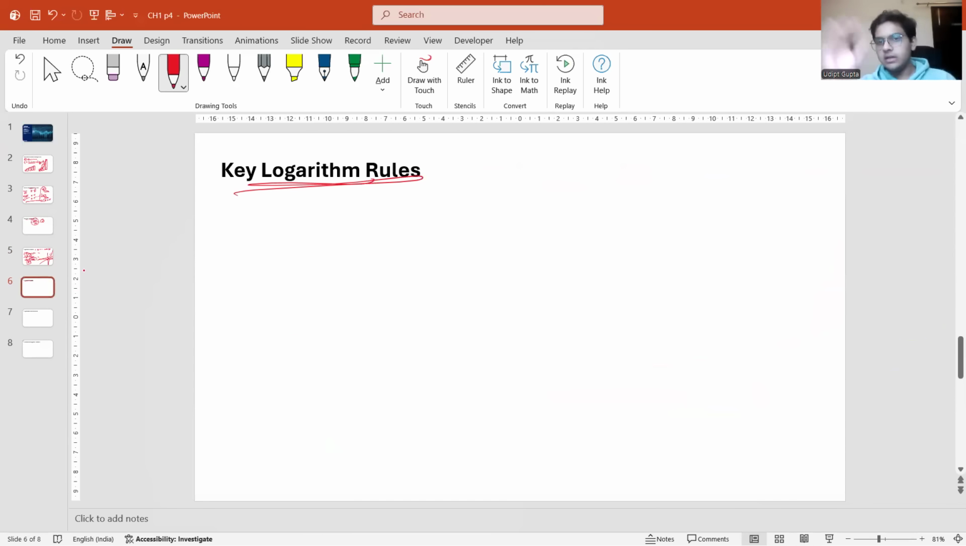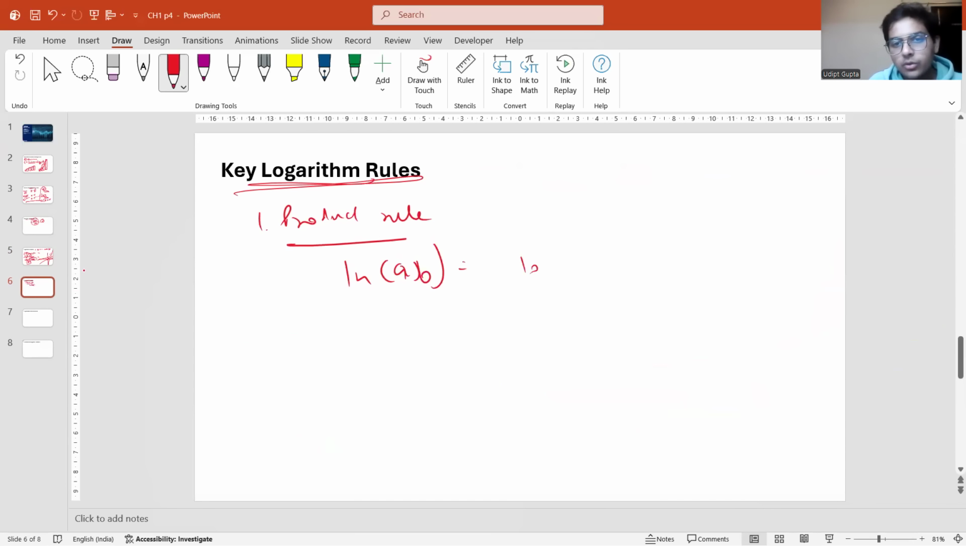Now let's learn about some key logarithm rules. The first rule is the product rule: log AB is equal to log A plus log B. Ln and log are the same thing here.